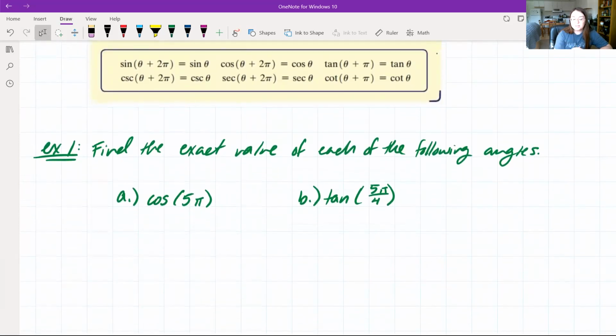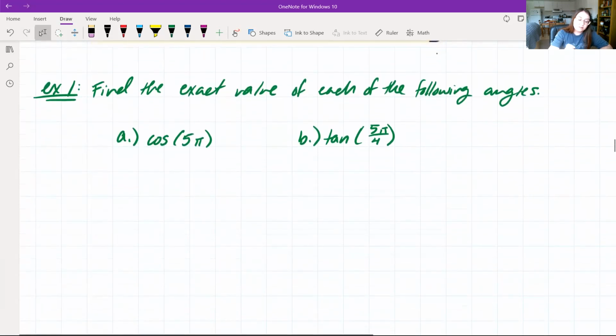So let's go ahead and do an example. Example 1, I want to find the exact value of each of the following angles. These angles have been simplified already. But for part A, we have cosine of 5 pi. We don't know exactly what 5 pi is, but we do know that we have a periodic function. So we want to extract as many 2 pi's as we can out of cosine to see what we're then left with, and that would give us our original value.